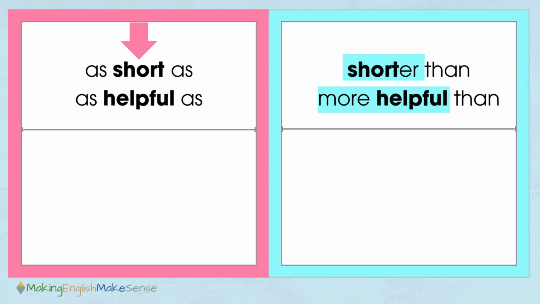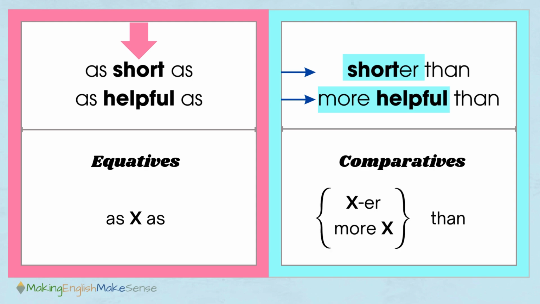If you're someone who struggles with knowing when to add ER or when to use the word more, I've already made a video called Comparative and Superlative Adjectives for Beginners, where I explain this in detail. I won't go over it again here, but I'll leave a link to that video below. And I highly recommend checking it out after this one. For now, just keep in mind that when comparing similarities, you don't change the adjective. But when comparing differences, there are two possible changes that you can make to the adjective.